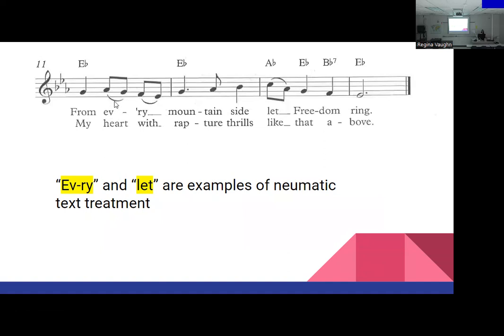This little curved line here is called a slur. And when we see it in vocal music, this indicates that there's going to be more than one note on this syllable. So if you look at from, mountain, side, that's syllabic. From, moun-tain, side, free-dom, ring. So here you see syllabic and melismatic textural treatment.